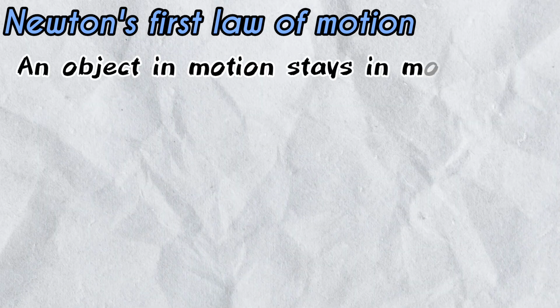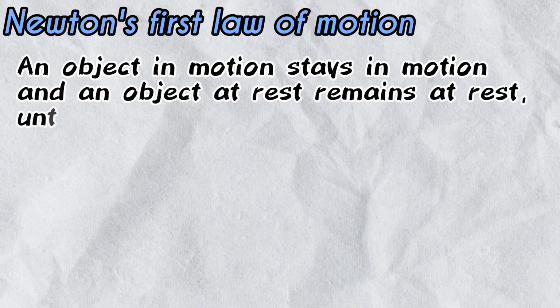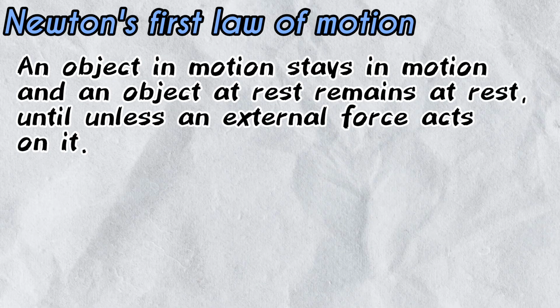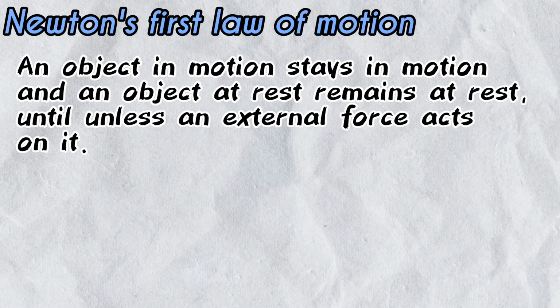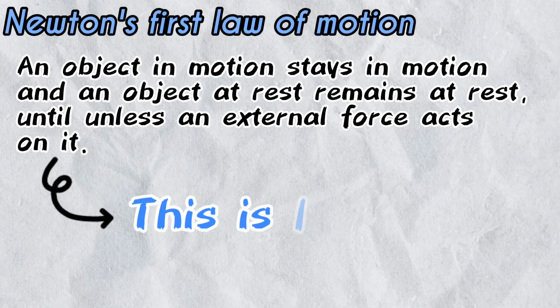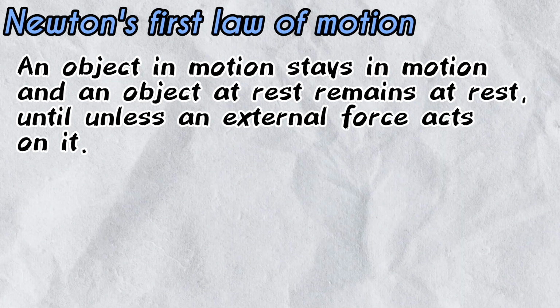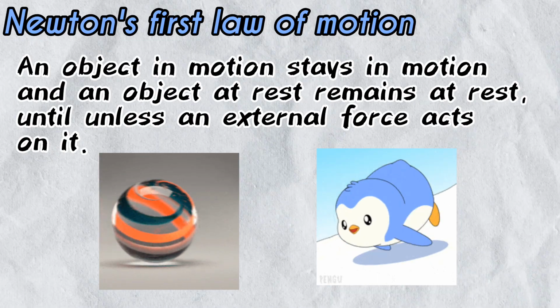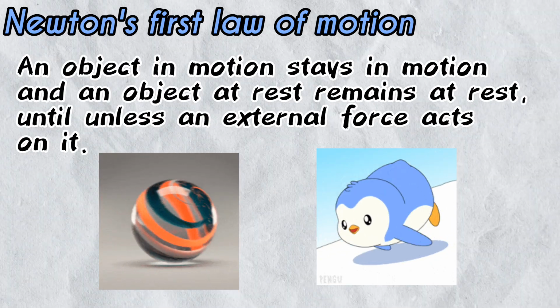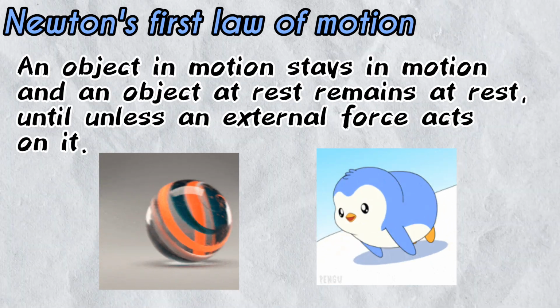Now moving on to Newton's laws of motion. Newton's first law of motion. So, to be concise, this law states that an object in motion stays in motion and an object at rest remains at rest unless an external force acts on it. For example, there is a rolling ball and it will keep moving. It is never going to stop due to inertia.